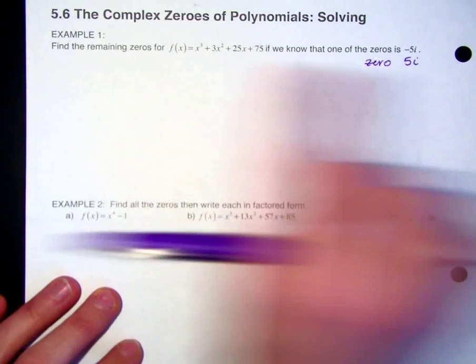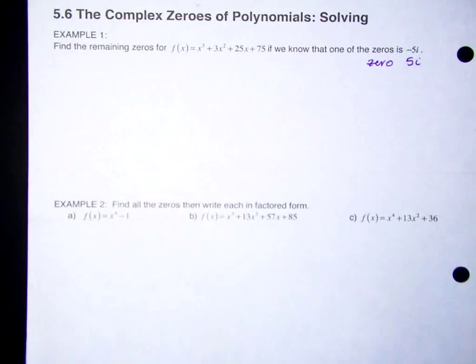And then what is the degree of f of x? 3. What information does that give us? 3 zeros. We know that there's 3 total zeros. How many do we already know now? 2. How many do we have to find? One more. Yeah, 3 total.